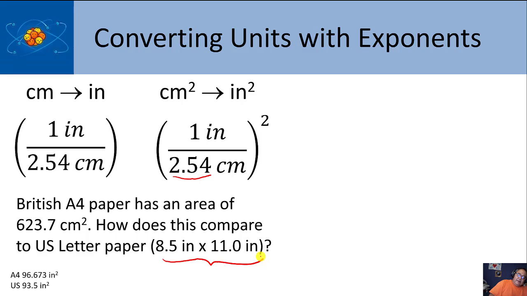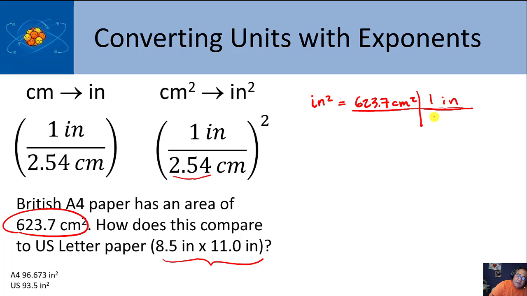Okay. Well, and actually, we could go the other way too. You could go from 8.5 inches and convert that to centimeters, and 11 inches and convert that to centimeters, and multiply that out as well. So there's a couple of ways to do this, but the way I intended to do it was to convert this number here. So I'm looking for inches squared, and so I'm going to go 623.7 centimeters squared. I have one conversion that I'm going to do, and that's going to be 1 inch over 2.54 centimeters, and then I'm going to square this whole thing.